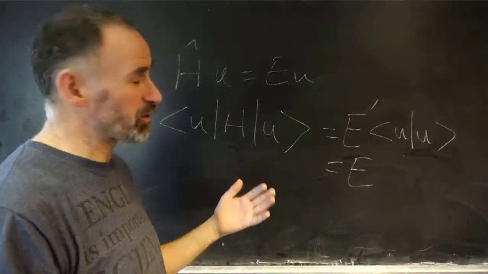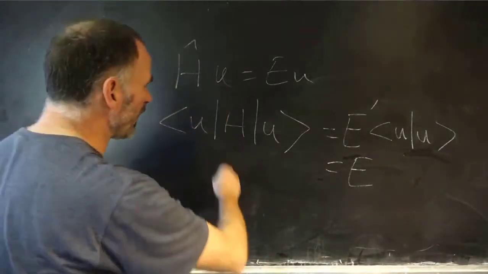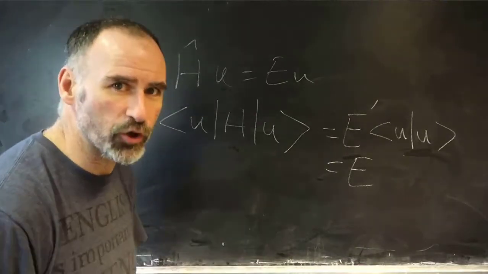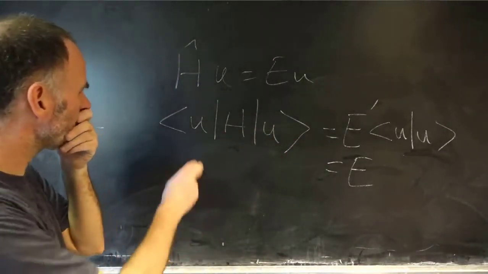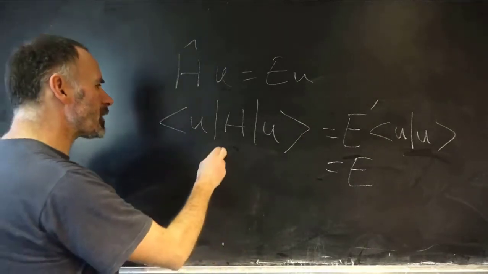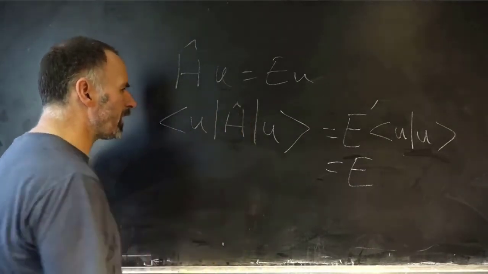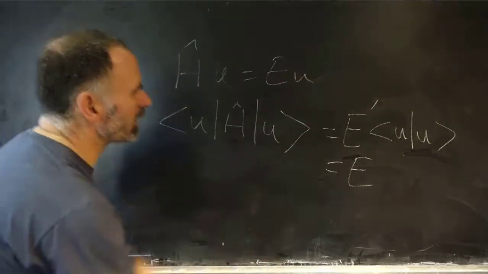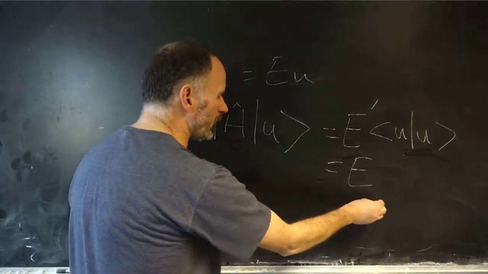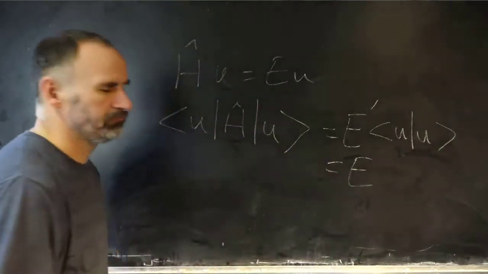That should not come as a big surprise. We're in this eigenstate, eigenket, eigenfunction, and all those words you can swap around as much as you like, they pretty much mean the same thing. That means we get the expectation value for the Hamiltonian, let me put a hat on it, in that state. We're going to get the expectation value for the energy, but we're in an eigenstate of the Hamiltonian, so we're going to get the eigenvalue associated with that eigenstate.